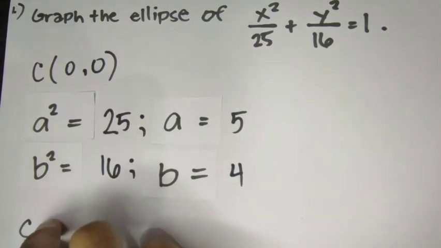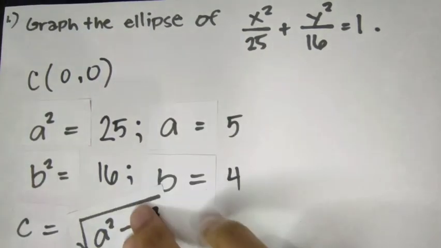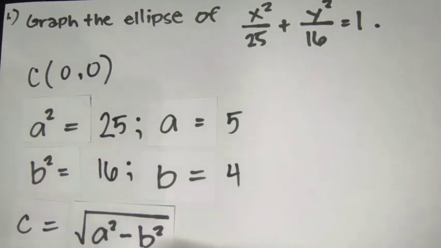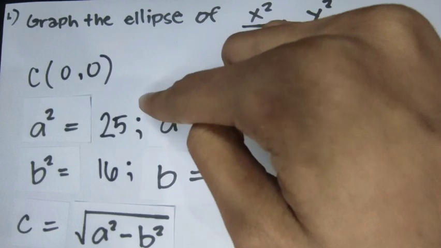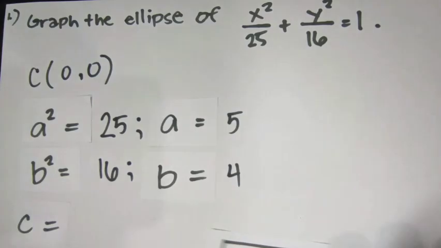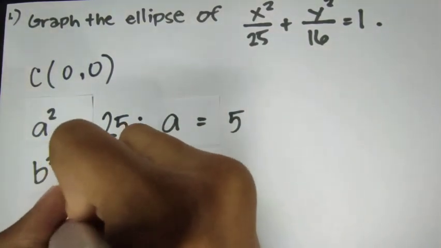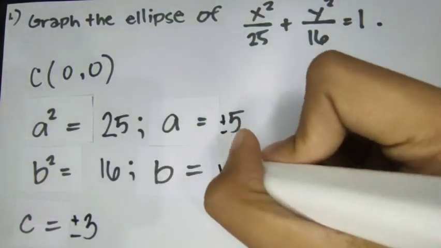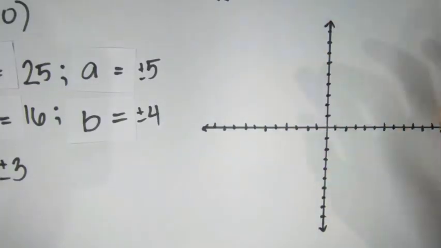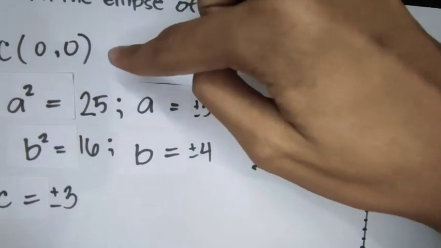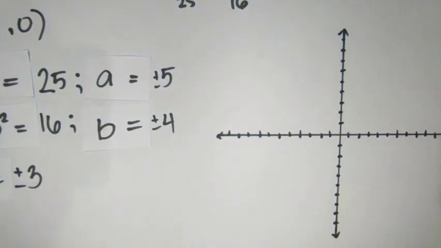Let's find the value of c. So c would be equal to the square root of a squared minus b squared. Since we already have the value of a squared and b squared, we can get the value of c. So c is equal to positive and negative 3. And now let's graph. Now that we have found a, b, and c, we can now graph the ellipse.